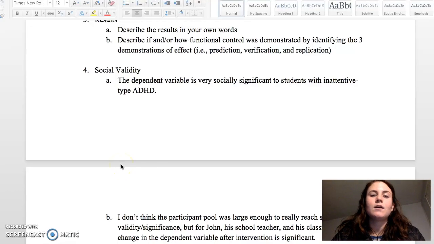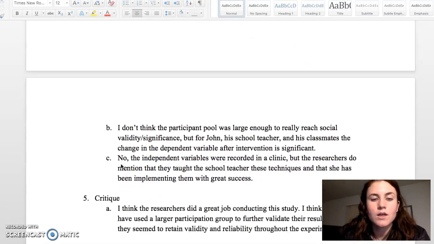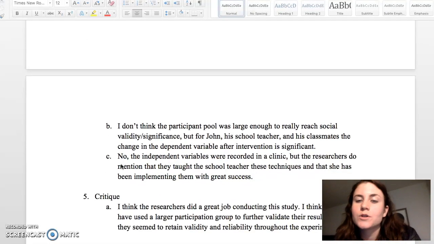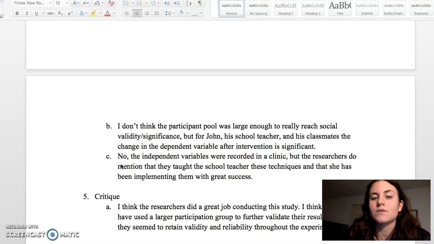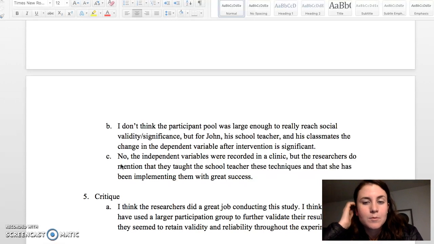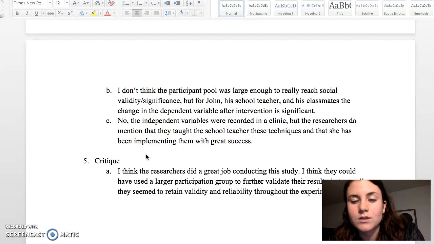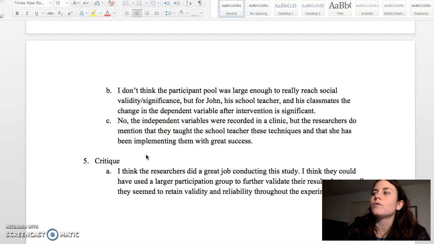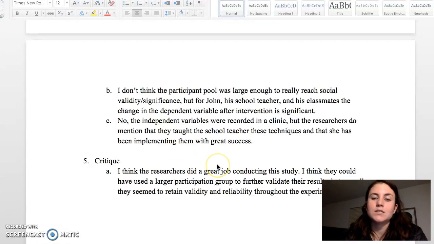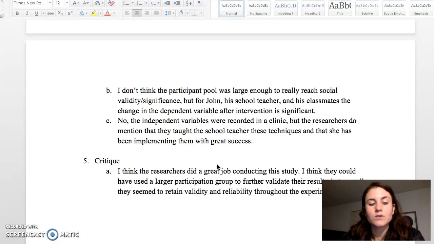For social validity, I would say that the dependent variable is socially significant, but specifically for students with inattentive type ADHD. I don't think that the participant pool was large enough to really reach social validity or significance for all, from a research standpoint, but for John and his classroom, I think that it was significant. The researchers said that they didn't teach the teacher the reasons why or really take any data after intervention, but they did teach him the techniques, what to do with John during class to help his problem behaviors.